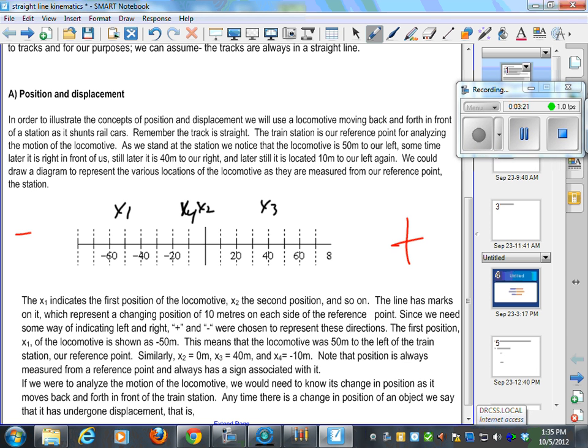The first position, x1, of the locomotive is shown as minus 50. This means that the locomotive was 50 meters to the left of the train station, our reference point. Similarly, x2 is 0, x3 is 40, and x4 is minus 10. Note the position is always measured from a reference point and always has a sign associated with it.